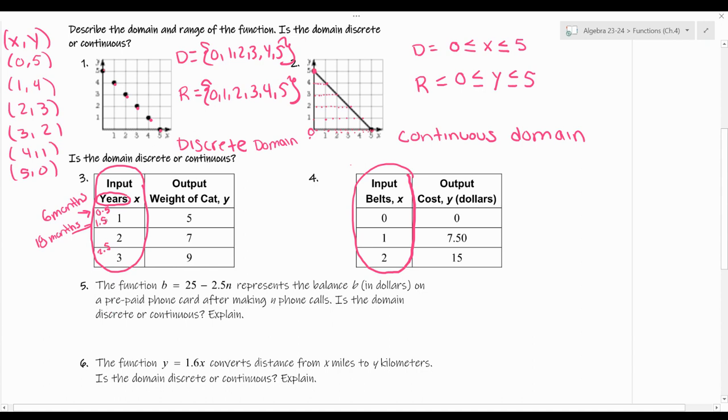So in real life, yeah, I can have half a year because that's 6 months. We can talk about something that happens in 6 months. We can talk about something that used to happen 6 months ago. We can talk about 18 months. We can talk about 2 years. We can talk about 3 years. So yes, it makes sense to have decimals. So if you can say, yes, it makes sense to have decimals, then you actually have a continuous domain.